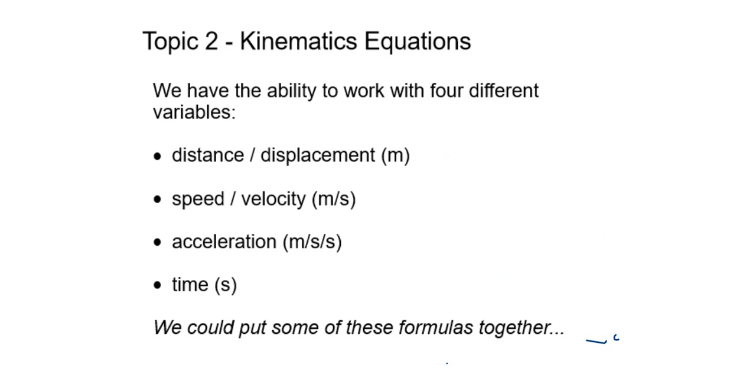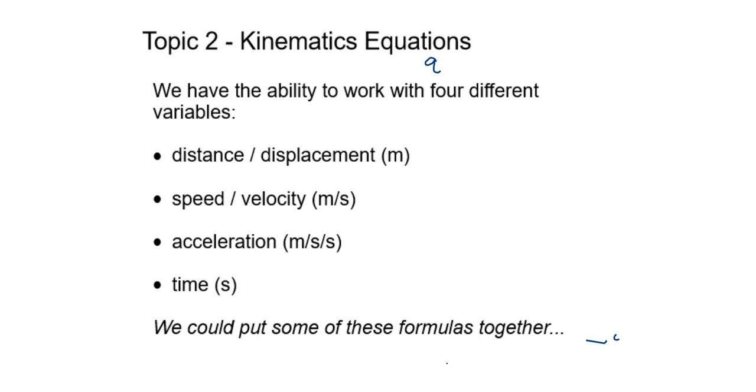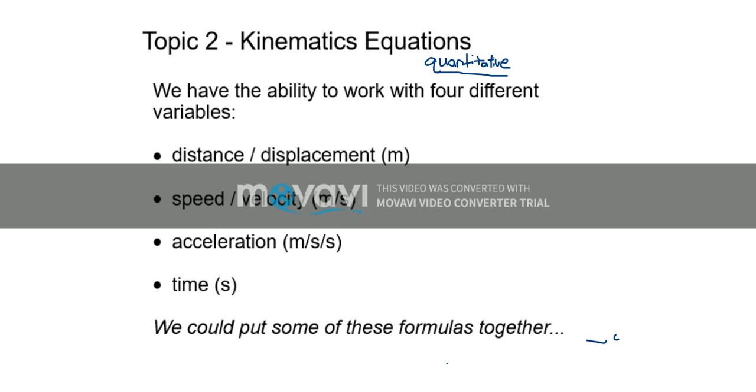So let's get started. What you have hopefully learned so far about physics is that physics involves a lot of quantitative data. I'm going to write that out here. Quantitative. There we go. Took a while. And quantitative data means there's a lot of numbers. There's a lot of measurements. And there are 4 different things that we've already learned how to measure.